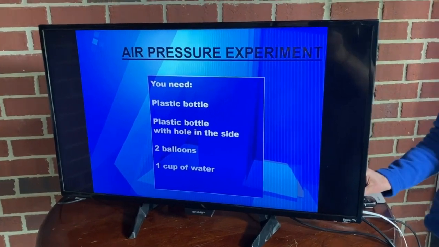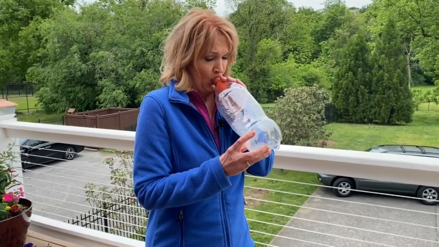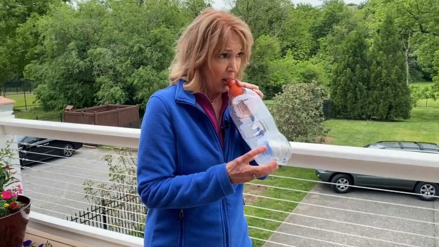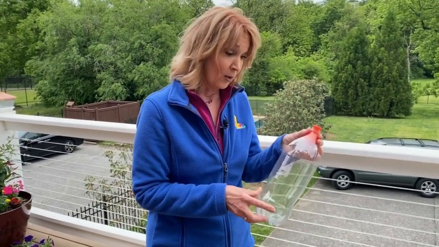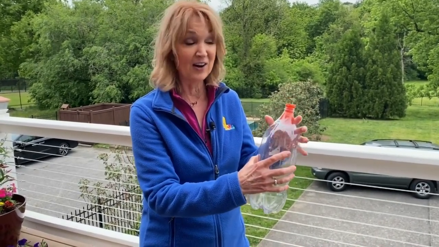Here we go. Okay, the first thing you need to do is take your bottle that does not have a hole in it, put the balloon over it like this, and let's try to inflate that balloon. Okay, I'm blowing really hard and nothing much is happening here. So that's evidence to me that there is no more room in this bottle. We've got plenty of high pressure here. No more room to inflate the balloon.